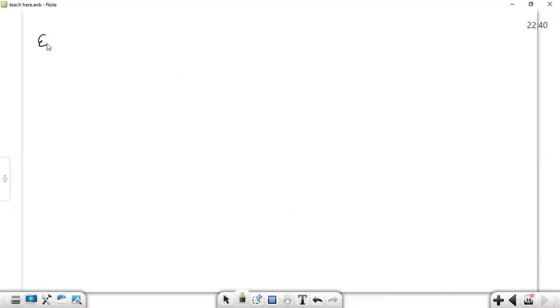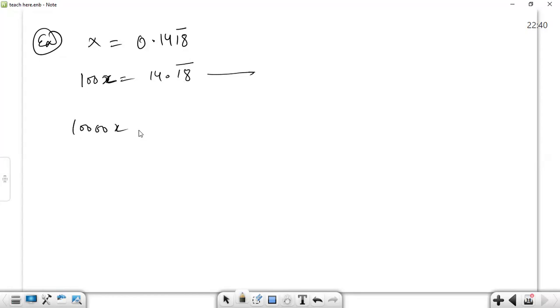Let's take one more example. This time x is 0.1418, where the bar is only on the last two digits. Now we have to find its rational number. First, let's make it the normal pattern we have solved by multiplying by 100 on both sides. That becomes 14.18 with a bar over it. Now there are two digits under the bar, so let's multiply by two zeros. The decimal will shift two places and 18 will still be left.